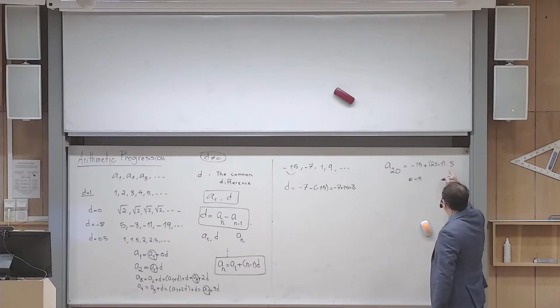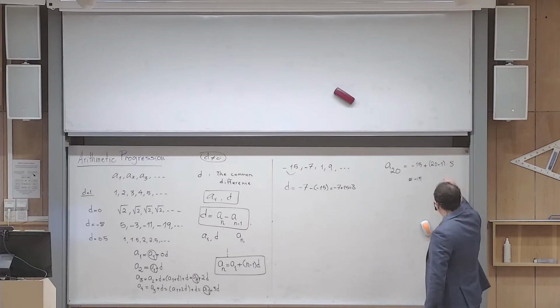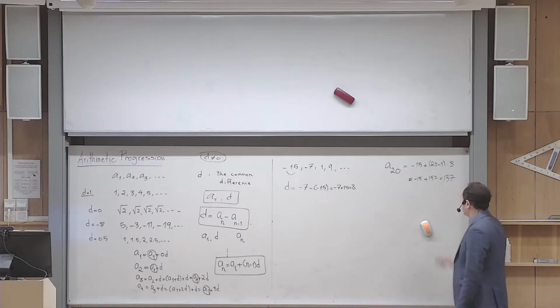What is that number? 152, yes. And then I add them, and it becomes 137. So this is the answer to this question. The term number 20 is 137.